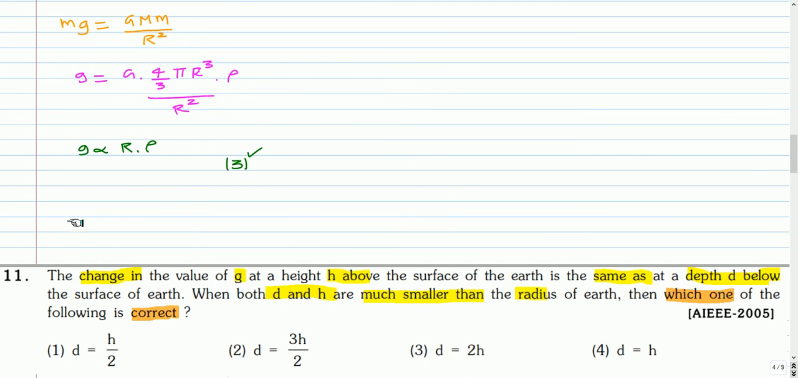This is the next question. The change in value of g at a height h above the Earth's surface is the same as at a depth d below the surface of Earth. When both d and h are much smaller than the radius of the Earth, which one of the following is correct? d is h by 2, d is 3h by 2. So we have to see how d and h are related when the fall in gravity at a height h is the same as the fall in gravity at a depth d. You can pause and attempt this question.